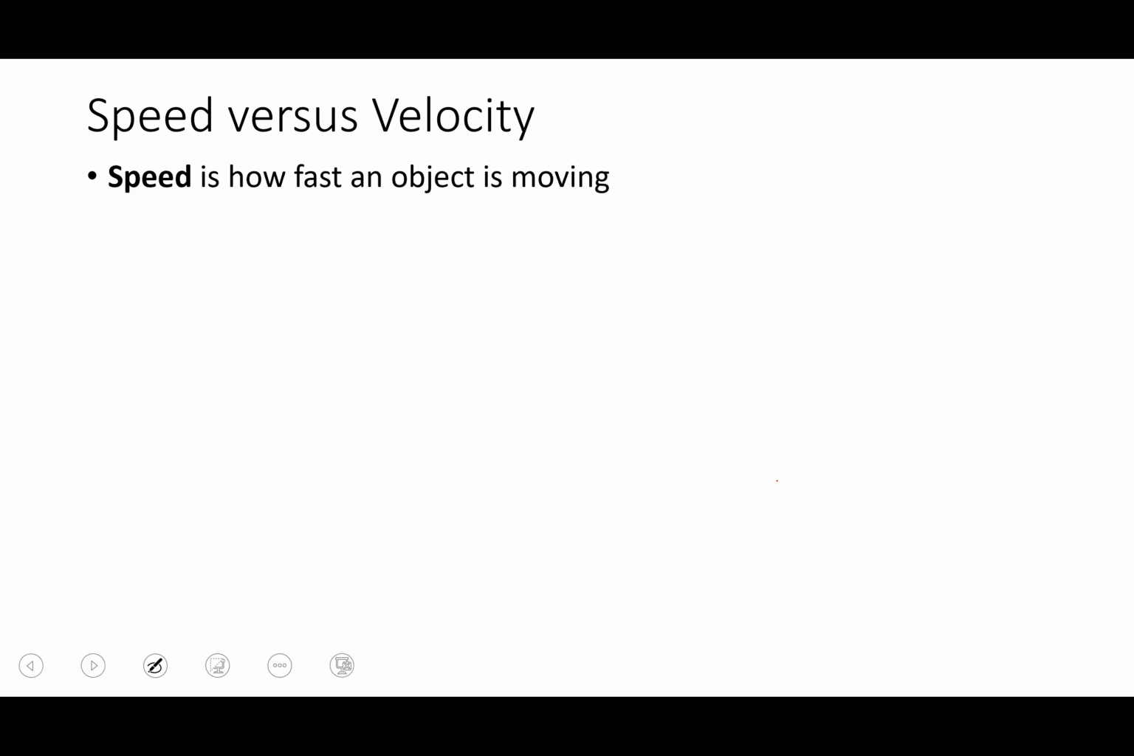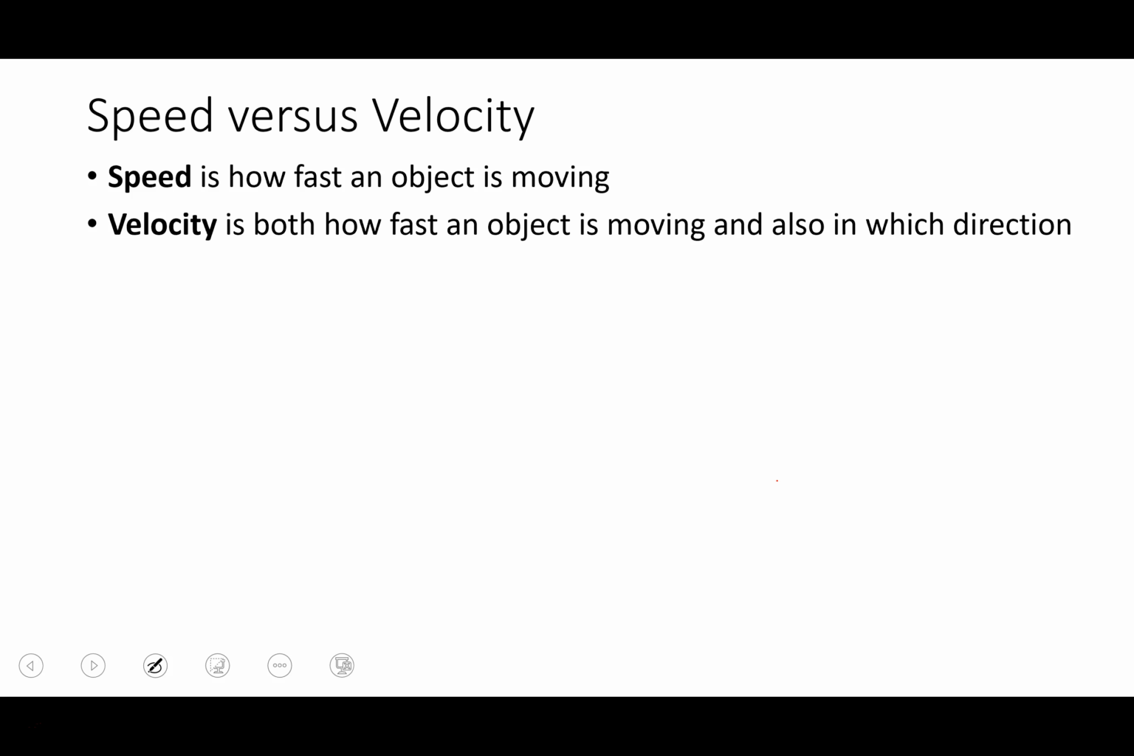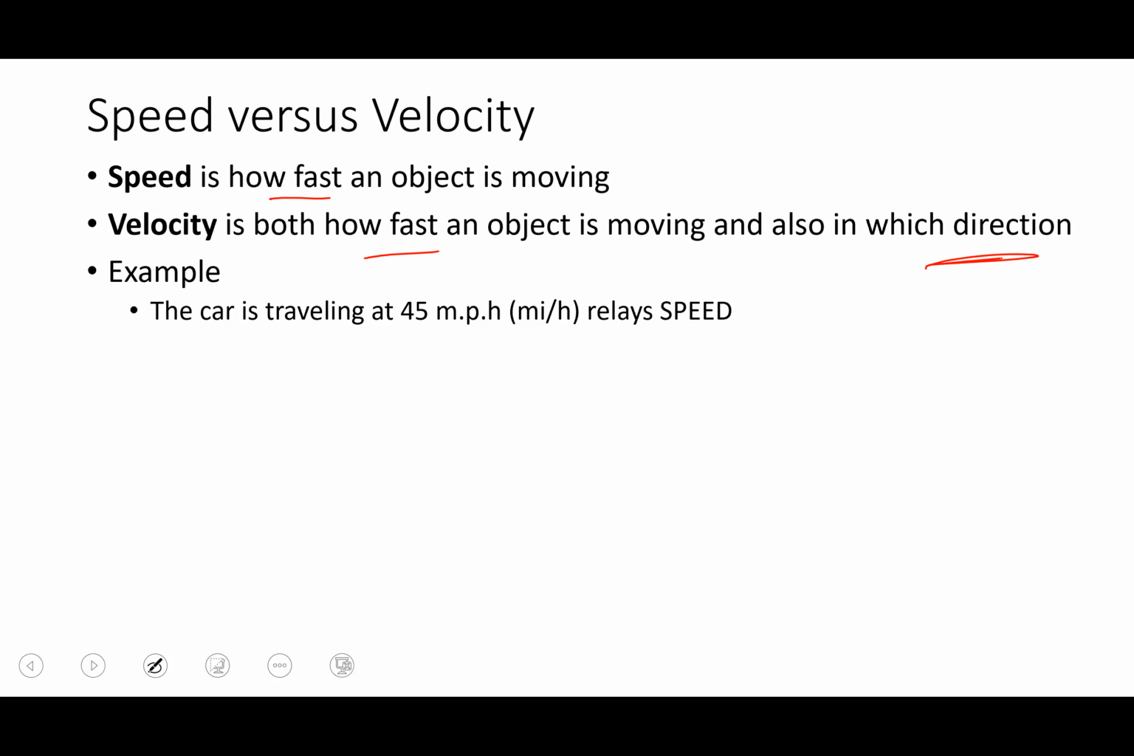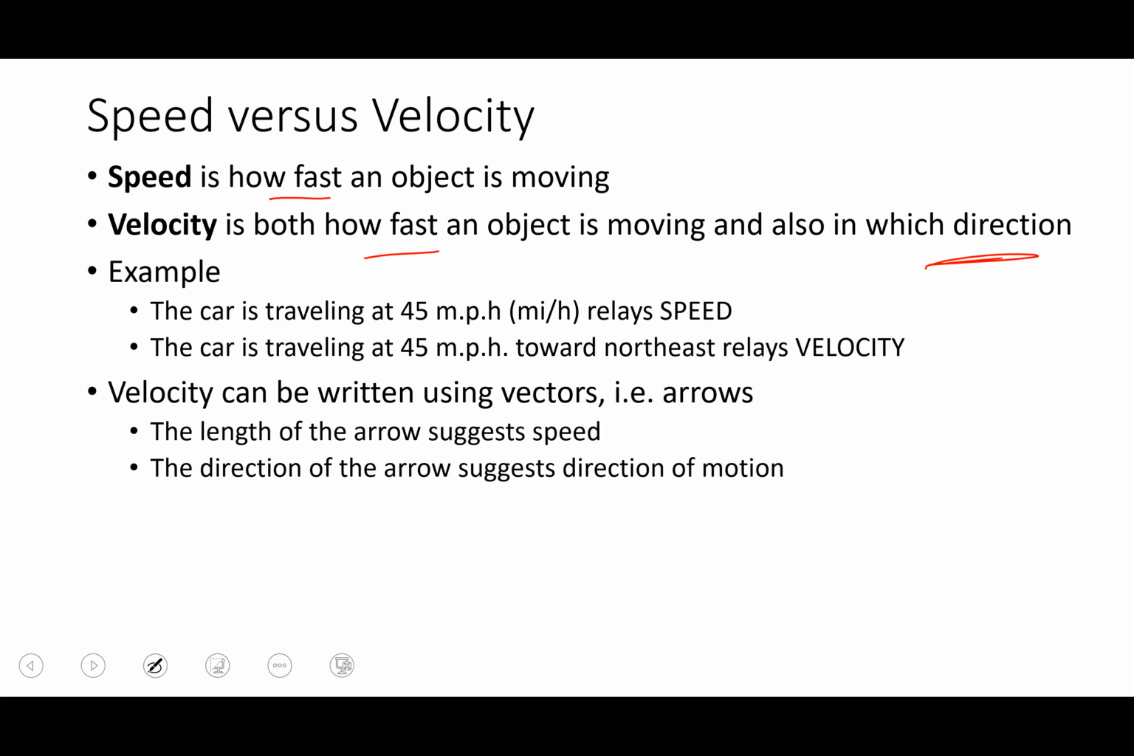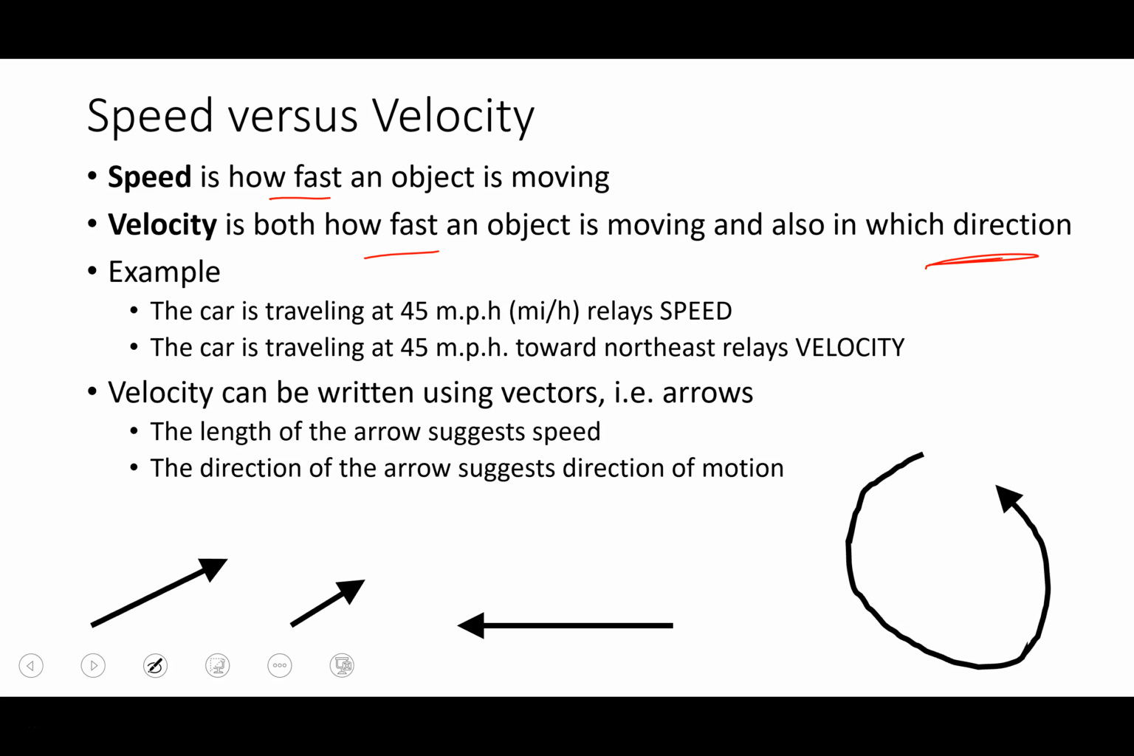So speed versus velocity, though, you'll probably have a multiple choice question about this, or a vocab. I'm not sure. The difference is that speed just says how fast, and velocity is how fast and also direction. So velocity gives direction. So we'll have some examples here. If you only say how fast a car is going, it's speed. If you say how fast it's going and the direction, that's velocity. And we can use these little arrows to show velocity.